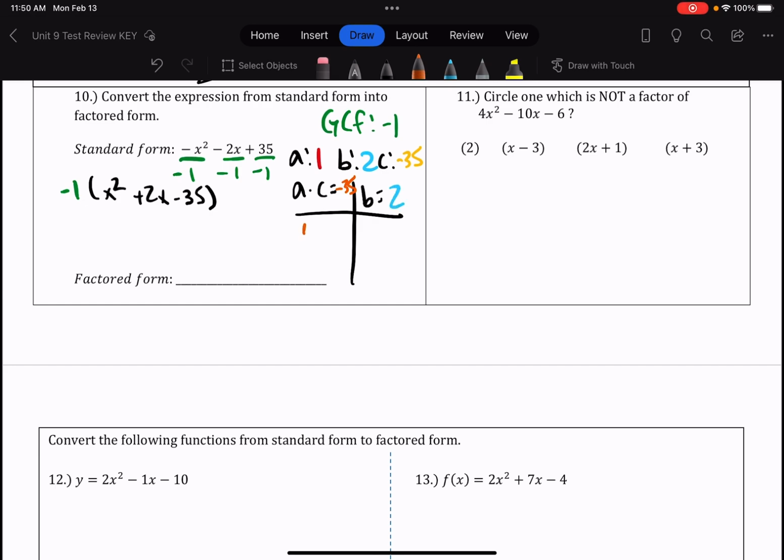The factors of 35 are 1 and 35, and 5 times 7. I want them to multiply to be negative, but add to be positive, so I want my larger term to be positive. So in this case, I'm going to do negative 1 times 35 and negative 5 times 7. Negative 1 plus 35 gives me a 34, and negative 5 plus 7 is going to give me a positive 2. So the pairing that I want to use here is negative 5 plus 7. So I'm going to break up that 2x into negative 5x plus 7x and bring down my x squared and my negative 35.